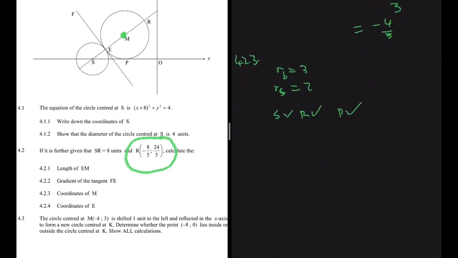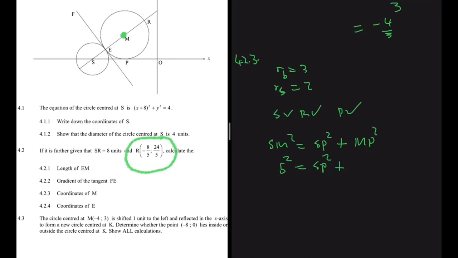Now we can say that SM squared is equal to SP squared plus MP squared. So what is SM? SM is SE plus EM, right? So that is 2 plus 3. So we have 5 squared being equal to SP squared. We don't have SP, but that's what we're looking for, so that we can find the x value of P, right? And then plus MP squared.